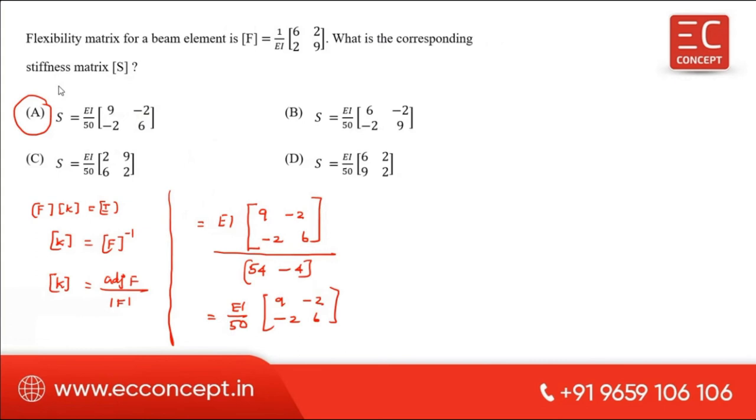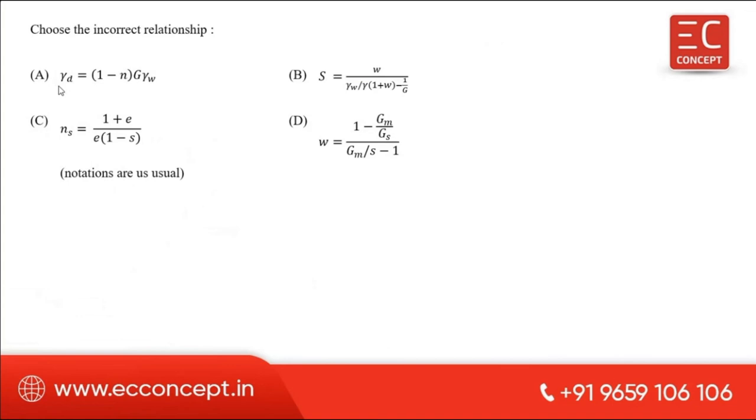Choose the incorrect relationship. This is a very interesting question, and it is actually not fair enough. There are two options that are incorrect: the incorrect relationships are option B and option C. How? Let me explain this option.